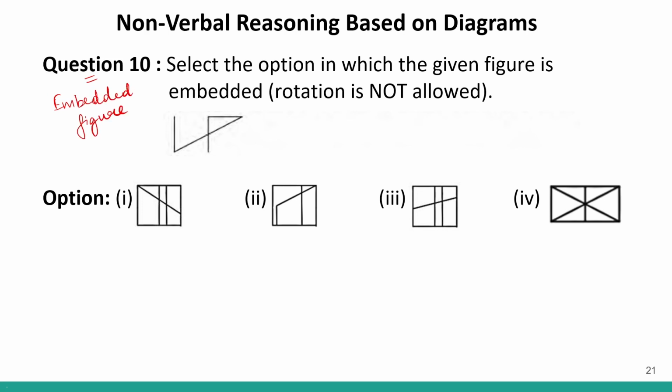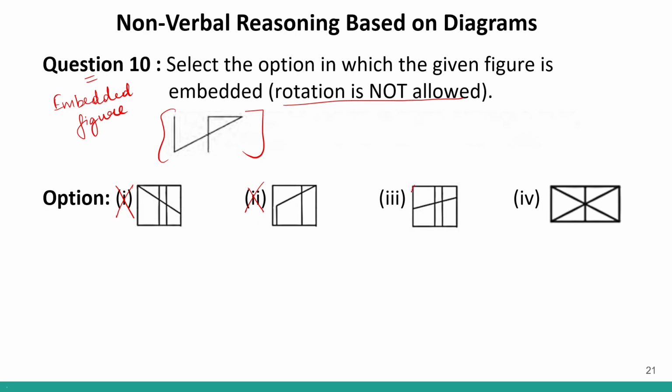Embedded figure, we have to find out this figure is embedded in which of the following figures. So over here I can see this, but there is no line because rotation is not allowed. If rotation was allowed, I could see a line like this, but rotation is not allowed, so option number 1 is eliminated. Over here again I could not see anything like this, so option number 2 is also eliminated.